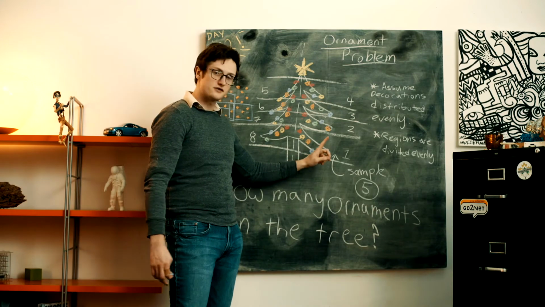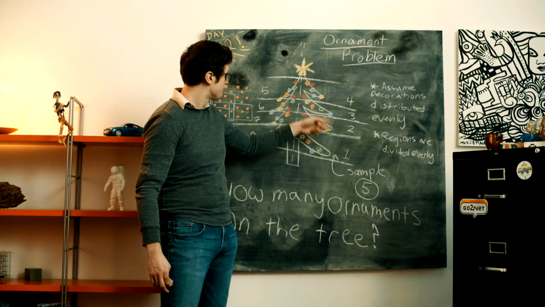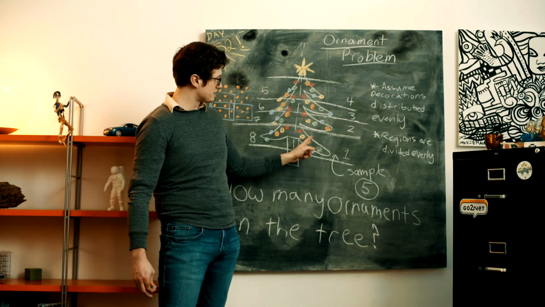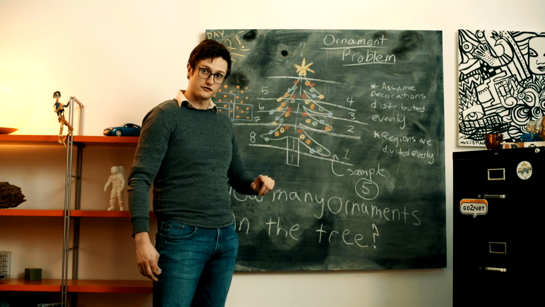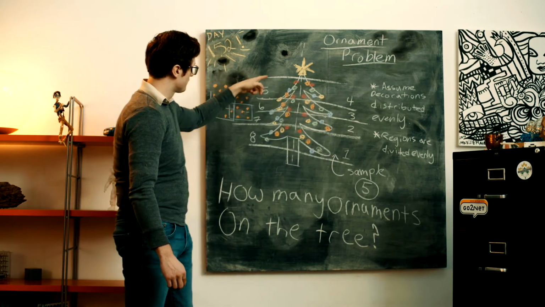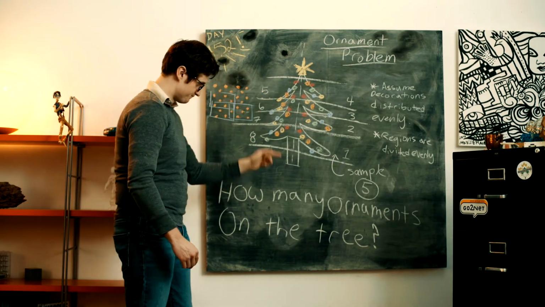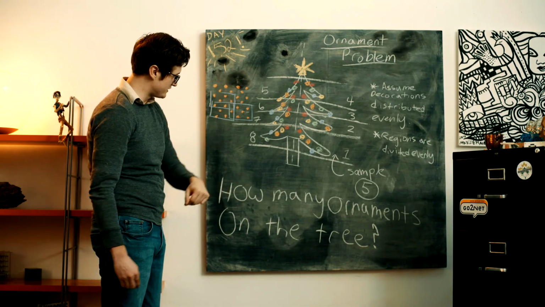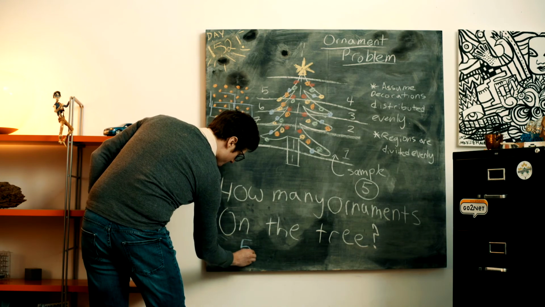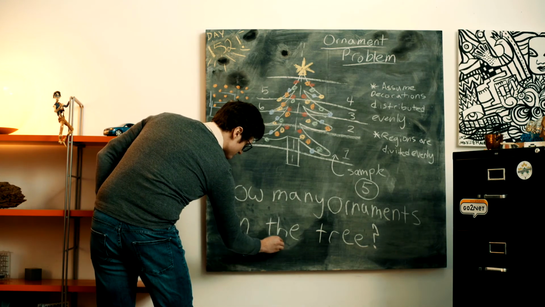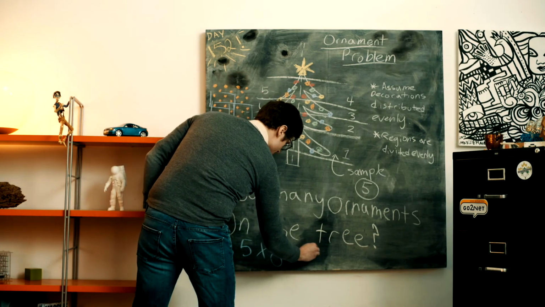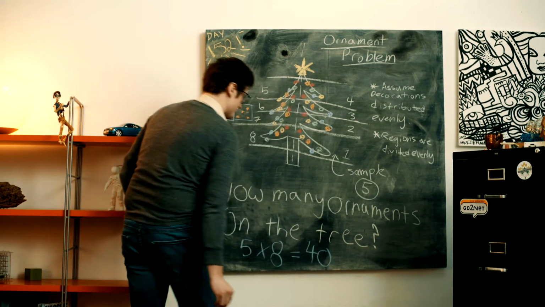So what we can do is figure out how many are in a single box and then count to figure out how many will be in the total. So we know that there are 1, 2, 3, 4, 5 in our first box here. And we know that there are 1, 2, 3, 4, 5, 6, 7, 8 regions. So the answer to how many ornaments are on the tree, we can say that it's 5 times 8, how many regions we have. So the answer will be something around 40.